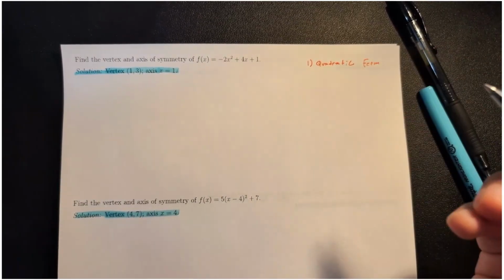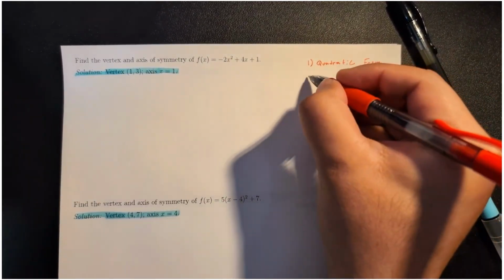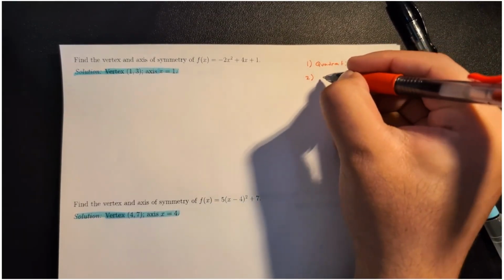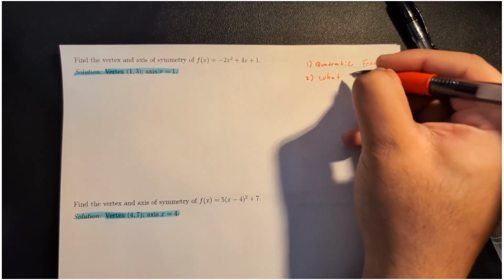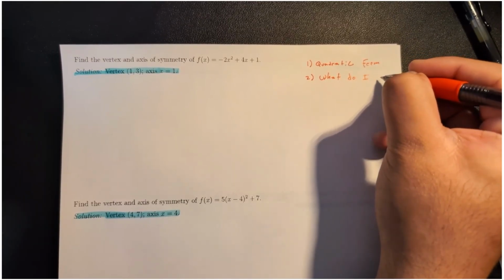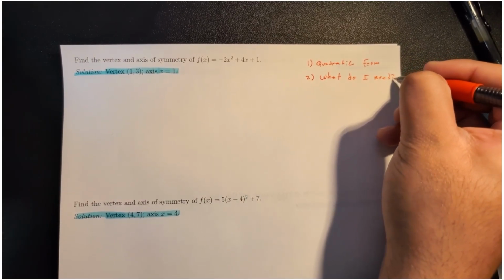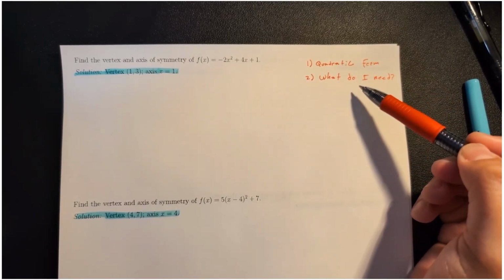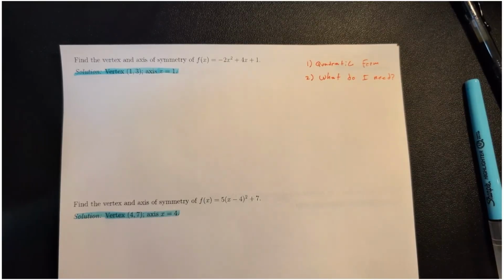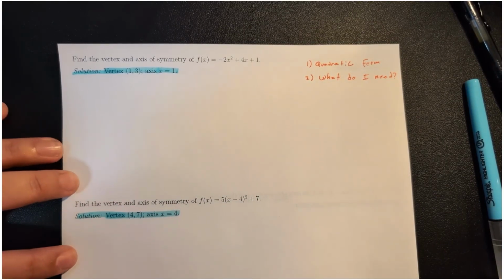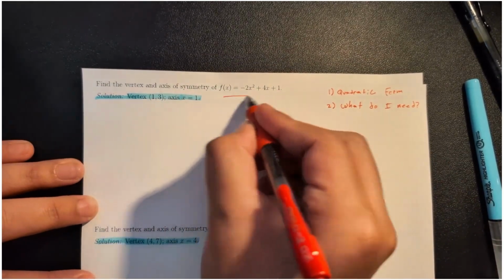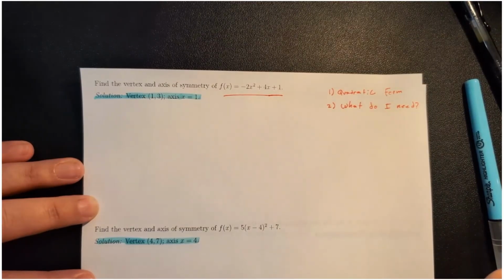So first, we want to identify the quadratic form, and then number two, what is the problem asking us? So what do I need? Okay, so after you identify the quadratic form and what do I need, what is the question asking you, you should be able to solve these questions pretty easily. So first, what kind of form do we have here?